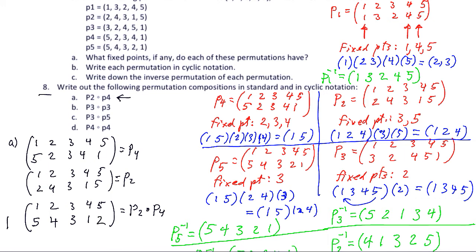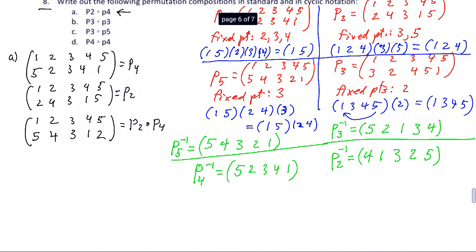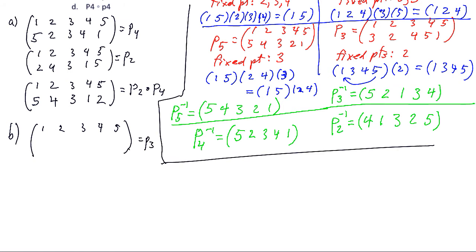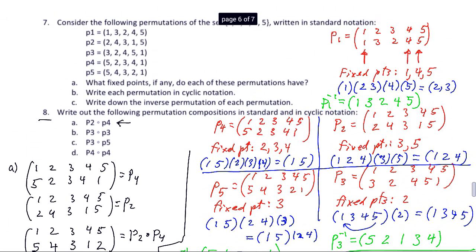And we better have a permutation at the bottom here, and we do. Okay, 5, 4, 3, 1, 2. So there's the composition of P2 and P4. Next I'm going to compose P3 with itself. And I'm going to copy down P3 here. P3 is the permutation 3, 2, 4, 5, 1.